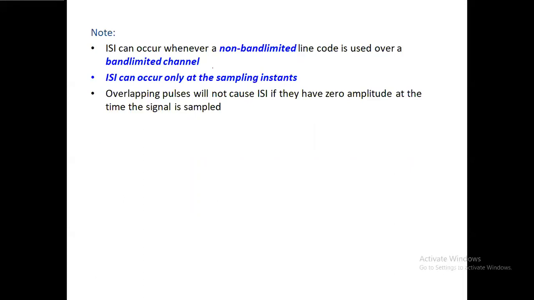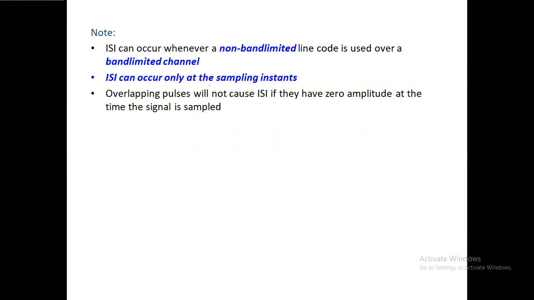ISI only occurs due to the non-band limited, time duration limited codes used over the band limited channel. The line codes are of infinite bandwidth, and the channel has finite bandwidth. So this is the dilemma.